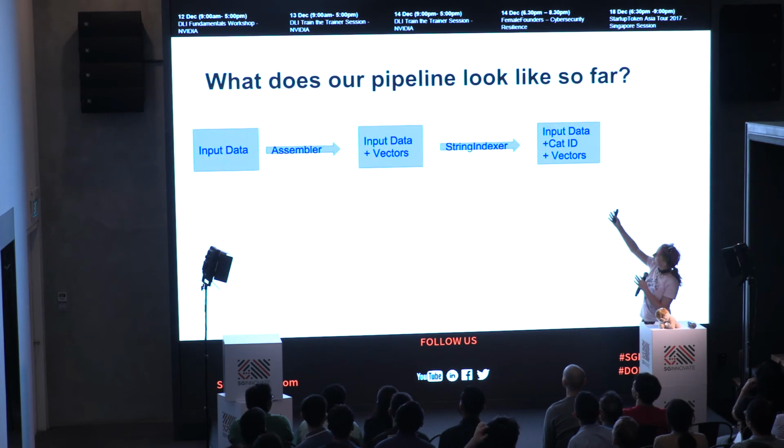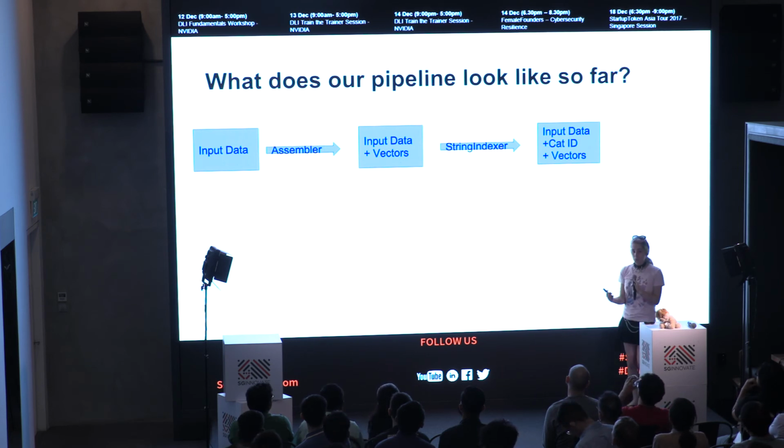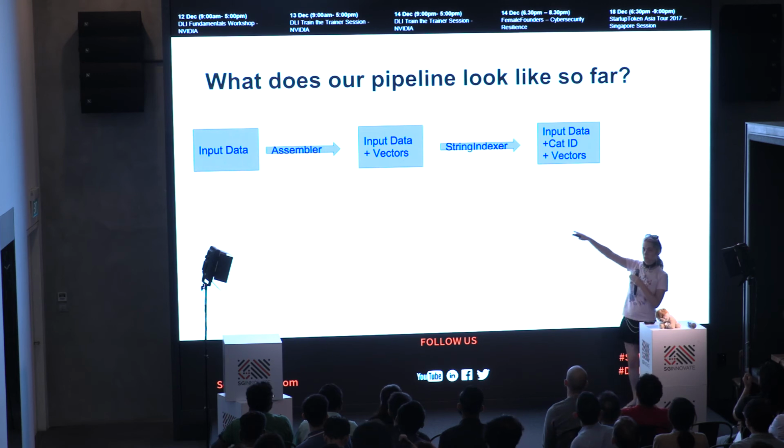Okay, so this is what our pipeline looks like. We take the input data, we assemble it, and then we take our input data and we turn our categorical information into IDs that I can actually use. And it's important to note that in Spark, all of these pipeline stages tend to just add columns. And this is because we might actually want to produce a bunch of synthetic features from the same input columns. So it doesn't automatically remove them.